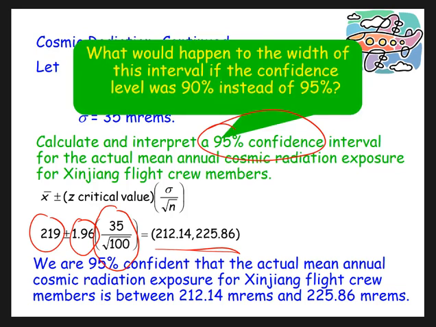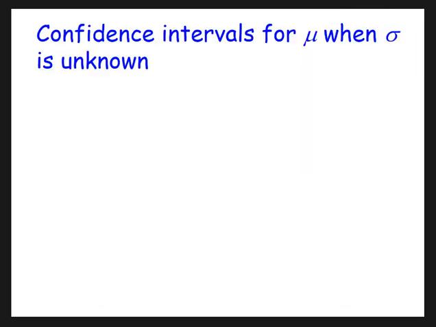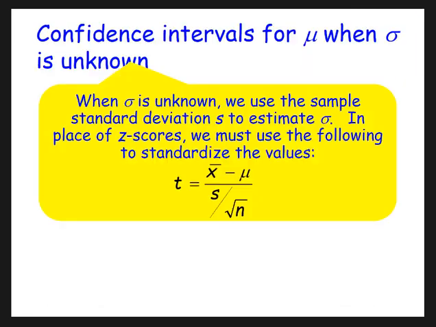So what would happen if we changed the confidence level to 90% instead of 95%? Well, just like with the proportion, lower confidence is a smaller interval. It'd make the interval narrower.